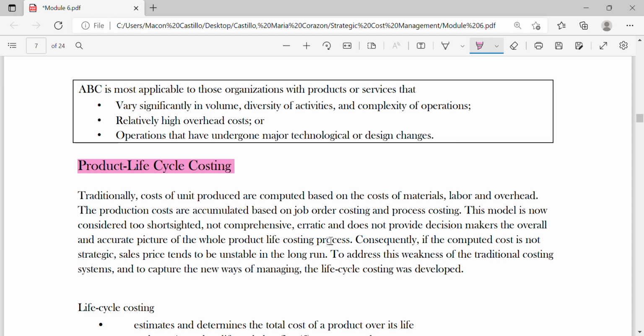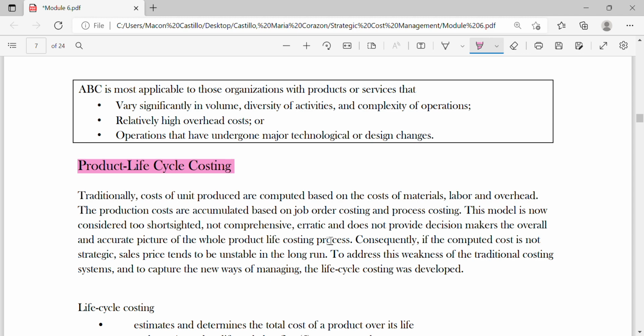To address this weakness of the traditional costing systems and to capture the new ways of managing, the life cycle costing was developed. So, product life cycle costing is one of the accounting management techniques or tools being used by management in deciding how they are going to price their product.